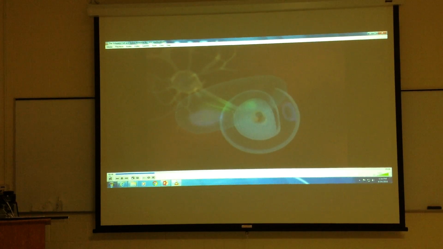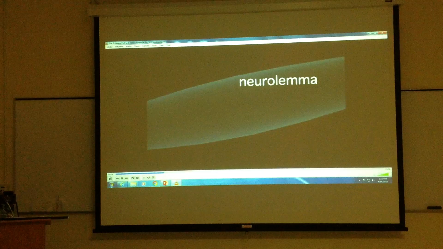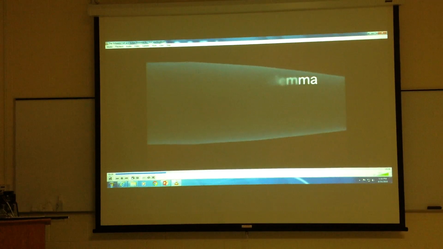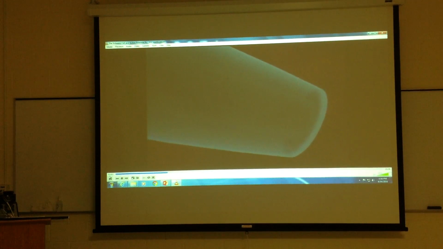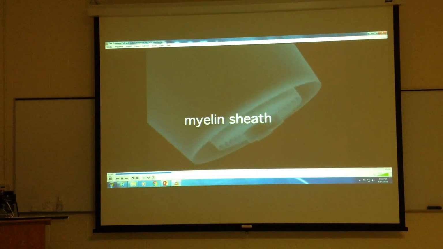However, notice as the Schwann cell surrounds the axon that the nucleus and other organelles are squeezed to the outside wrapping of the cell. This outer wrapping of the Schwann cell is called the neurolemma. The inner lining is made up of layers upon layers of cell membrane. This inner wrapping is called the myelin sheath.